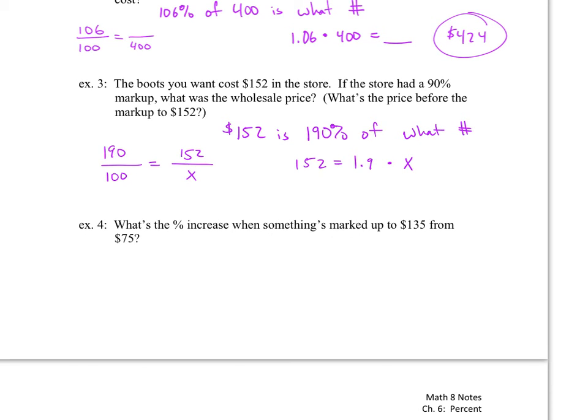I got 288.8. Shouldn't we get a bigger number? Oh, I put it in the wrong spot. Right, because the store is going to want to sell it to you for more. What'd you get? 80. So the store bought them for $80. They made them 90% more, which is 190%.